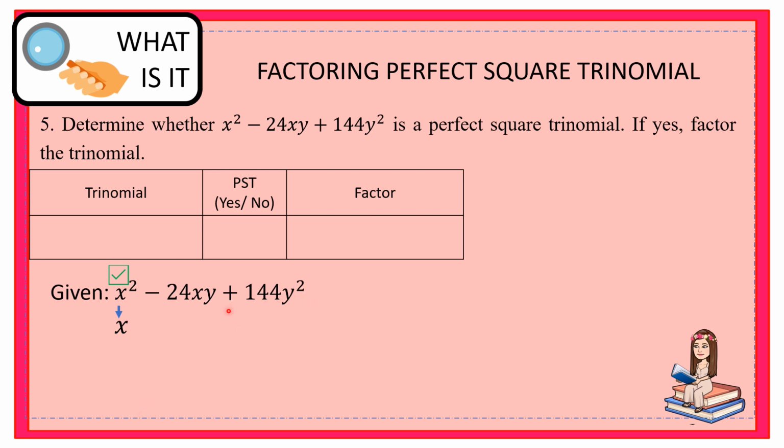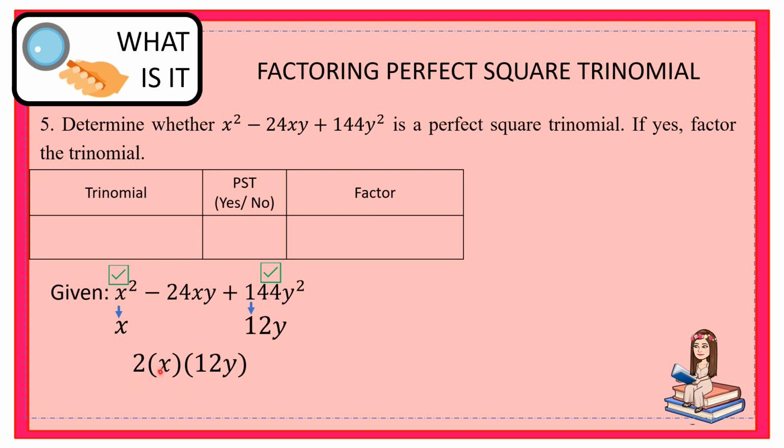Yes. Is it positive? Yes. Okay, so what is the square root? Alright, that is 12y squared kasi 12 times 12 is 144 and y times y is y squared. Alright, so next is always 2 times the first square root times the second square root. So 2 times 12 is 24.